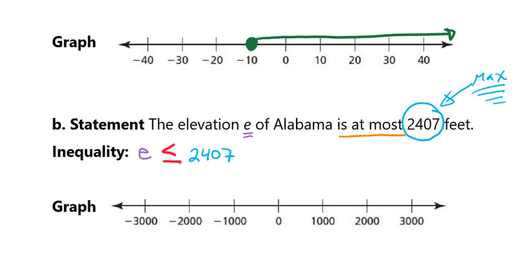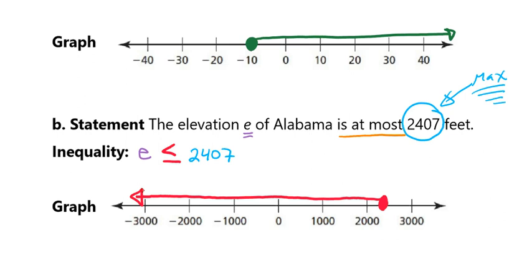Now, if we look at our graph, we don't have the number 2,407. So we need to look at, gosh, where might that fit? Well, it should fit between 2,000 and 3,000. Maybe not in the middle, but maybe really close to the middle. So we'll go ahead and we'll put our point really close to the middle, and it should be colored in because it can be 2,407. It just can't be above that. And then we'll shade or draw our line and point our arrow towards all the numbers that are smaller.